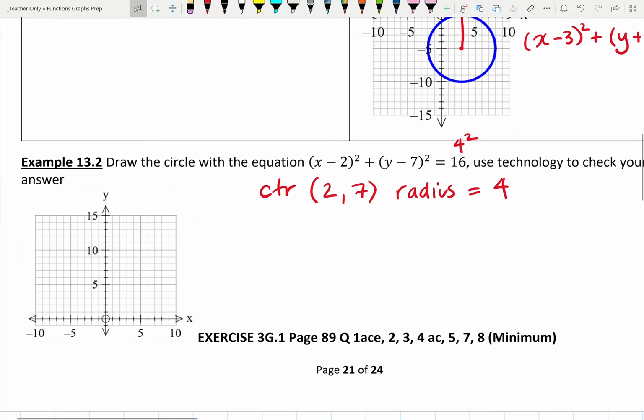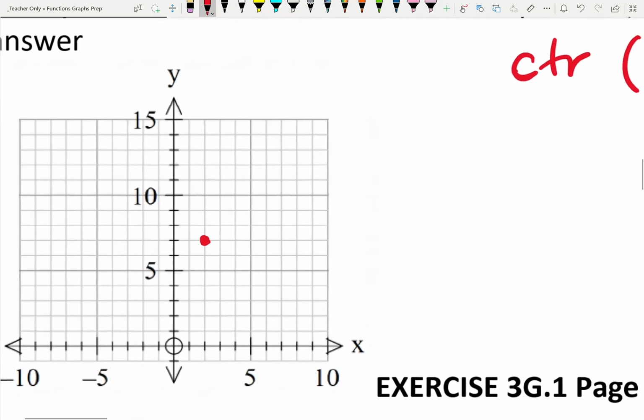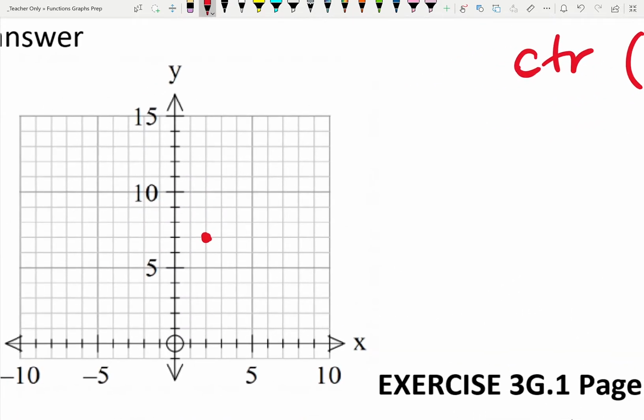So we locate our centre at 2, 7, which is here. And basically the easiest way to do it is to use your grid lines and go 4 units up. So 7 plus 4 is 11. 2 plus 4 is 6. 7 minus 4 is 3. And 2 minus 4 is minus 2. And you can see that each of these are 4 units from the centre. So these are on our circumference.